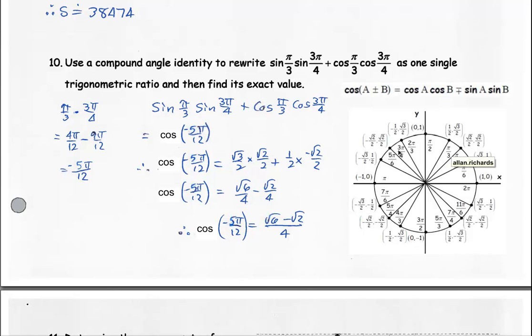And for 3 pi over 4, the sine is root 2 over 2, so multiplying root 3 over 2 by root 2 over 2. The cosine of pi over 3 would be a half, and for 3 pi over 4, the cosine is negative root 2 over 2. And so this would be root 6 over 4, minus root 2 over 4, and so we have a common denominator, so we could write this as the cosine of negative 5 pi over 12. That's the one trig ratio, and its exact value would be root 6 minus root 2 over 4.